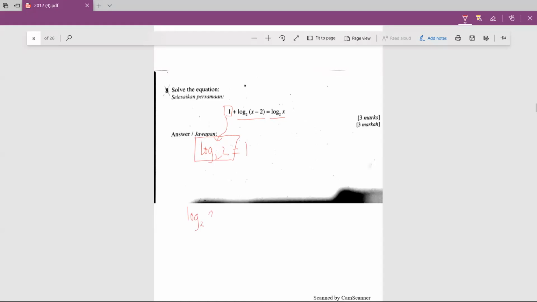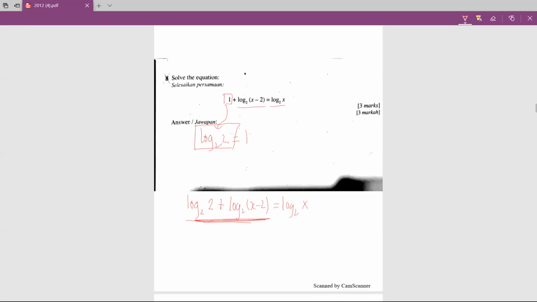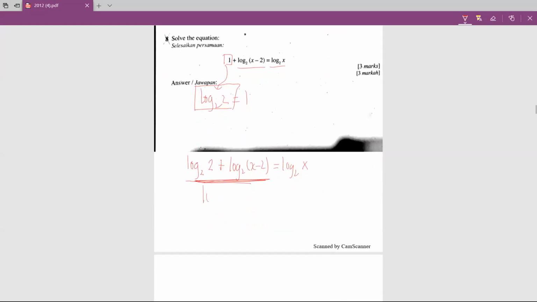Log base 2 plus log 2 x minus 2 equals log base 2x. Okay. So kita dah tahu tadi dengan konsep tadi, right? Log base A xy means log base A x plus log base A y. So that means if it's log 2 plus log 2x minus 2, it is basically telling you that it is log 2x minus 2. Faham tak?